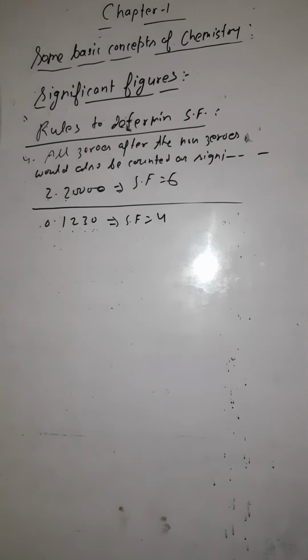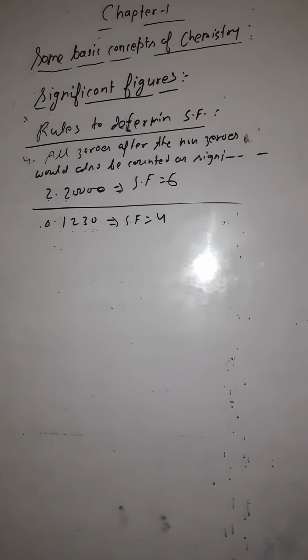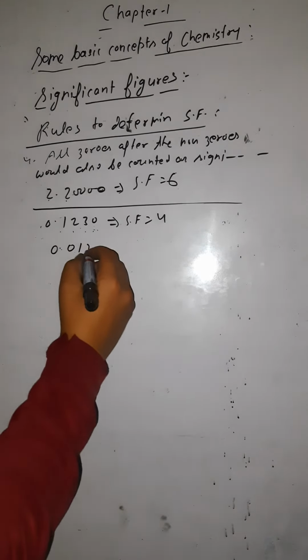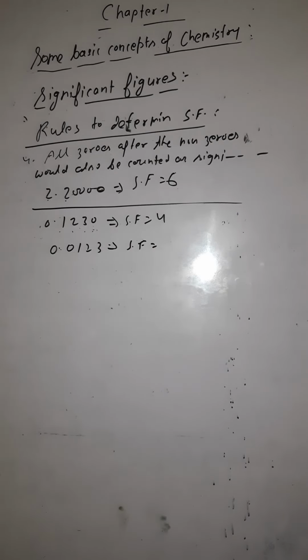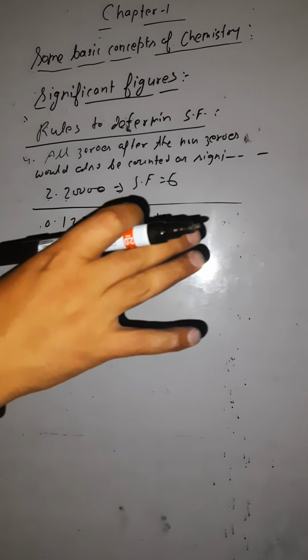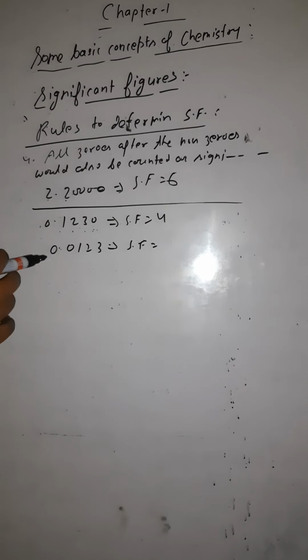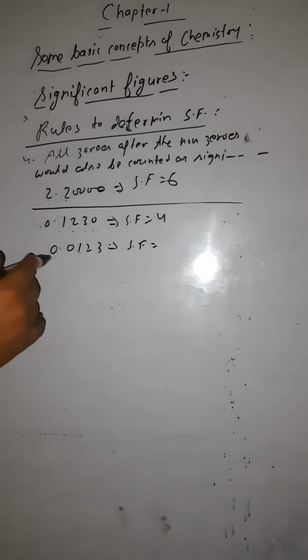There are 4 significant figures. Okay, now I'm asking one more, 0.0123. Now can you tell me how many significant figures are here? Just now, rule number 3 says that all zeros before the non-zeros would not be counted as significant figures. So here, all the zeros are before the non-zero, so you would leave these two.